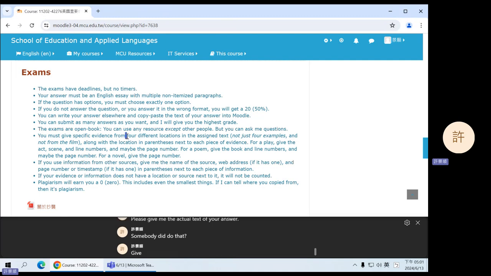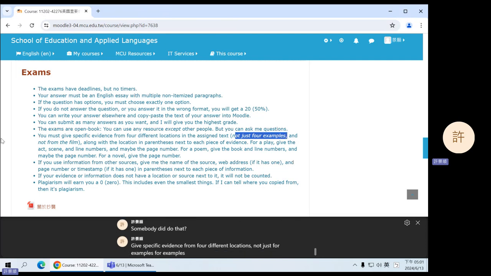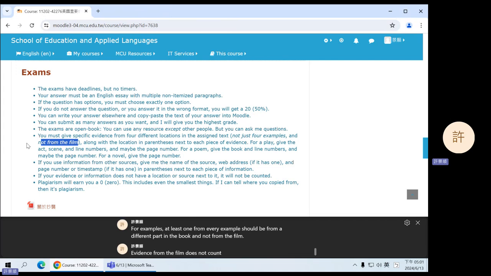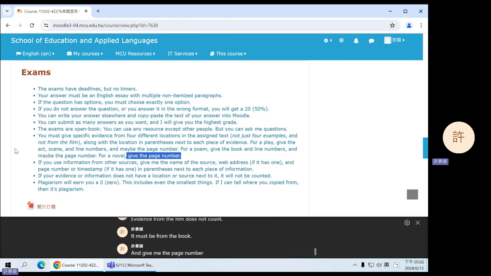Give specific evidence from 4 different locations, not just 4 examples. 4 examples, at least. Every example should be from a different part in the book. And not from the film. Evidence from the film does not count. It must be from the book. And give me the page number of the evidence. Tell me which page you found the evidence from.